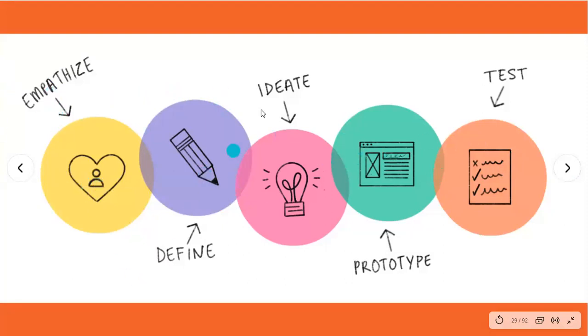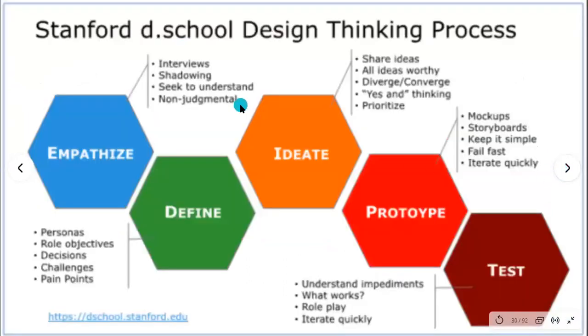So empathy, define, ideate, prototype, and test. Stanford University, again, I would say the entire literature that we have is from Stanford University. So this is how they have defined design thinking, all the 5 steps, all the 5 stages, I could say rather. Yes, as I was saying, Stanford School design thinking process.